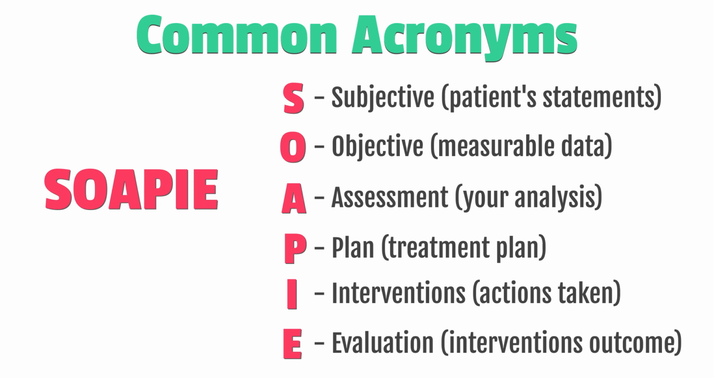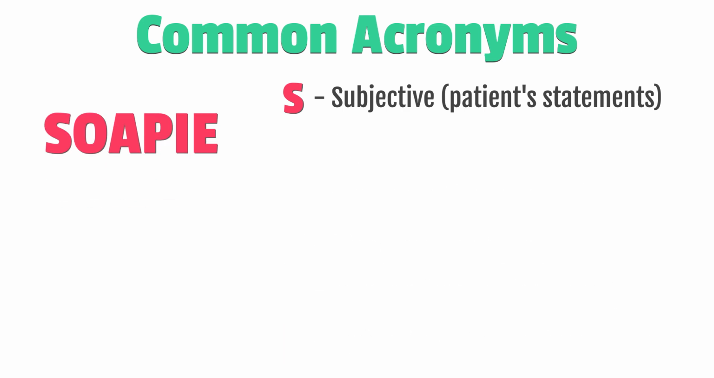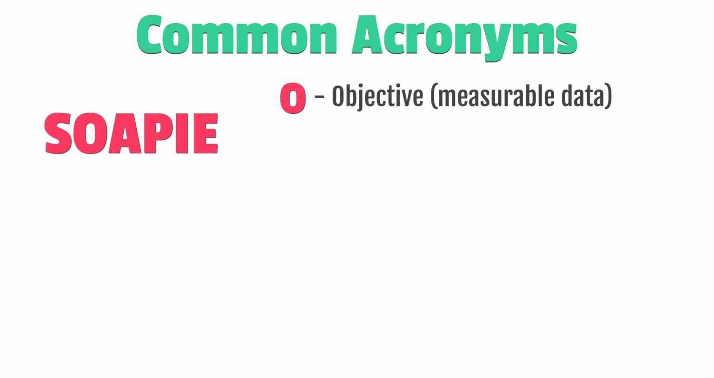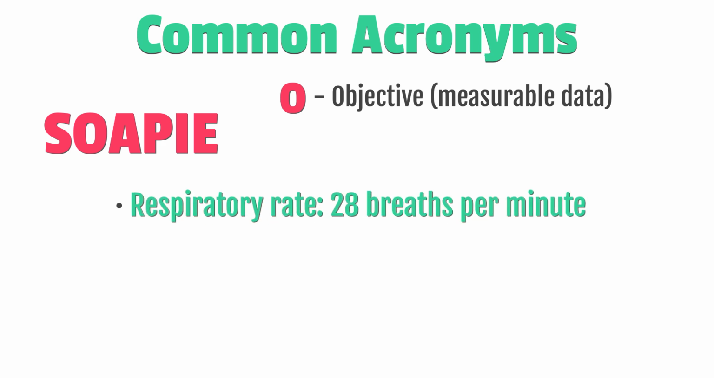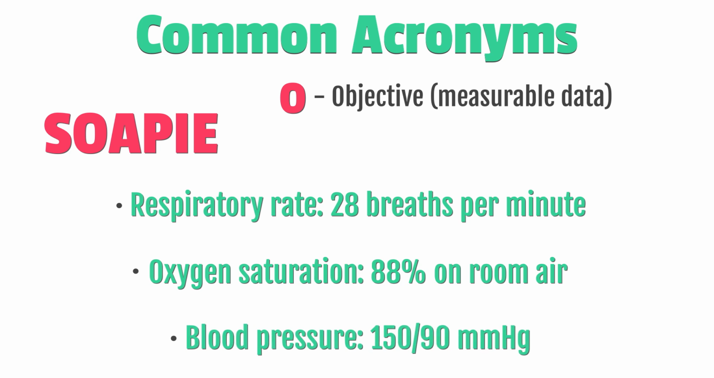Now let's try the example together for SOAPI. S is for subjective. Remember, this is patient statements. For example, I've been feeling short of breath for the past 2 days. O is for objective, measurable data. For example, the respiratory rate was 28 breaths per minute. The O2 saturation is 88% on room air. And the blood pressure is 150/90.